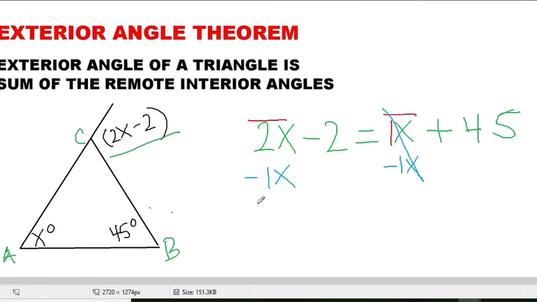and we'll move that over here and make this negative 1x. Cross this out. 2 minus 1 is 1. We can just leave that as x. So 1x is the same thing. Then we have minus 2. Then we have equals. Then we have 45. Okay, we just brought these down.